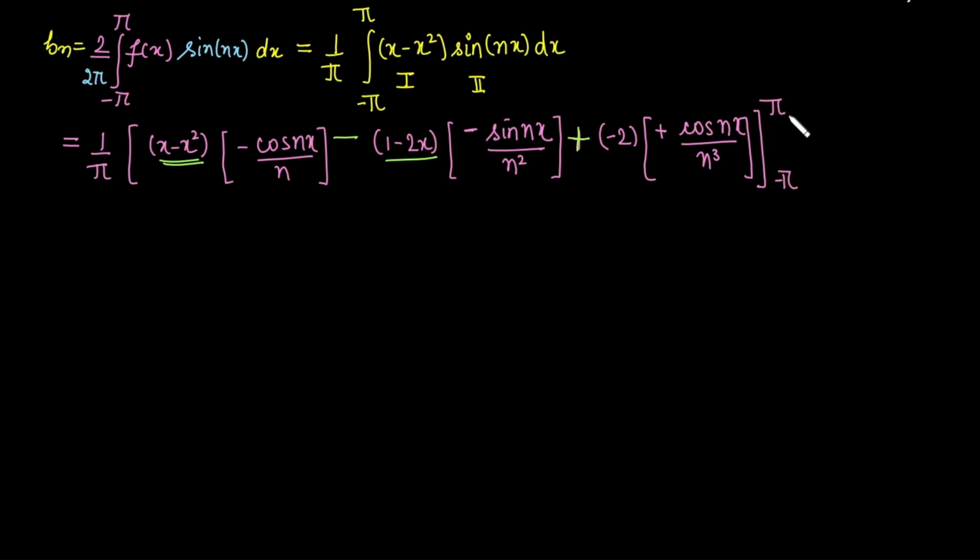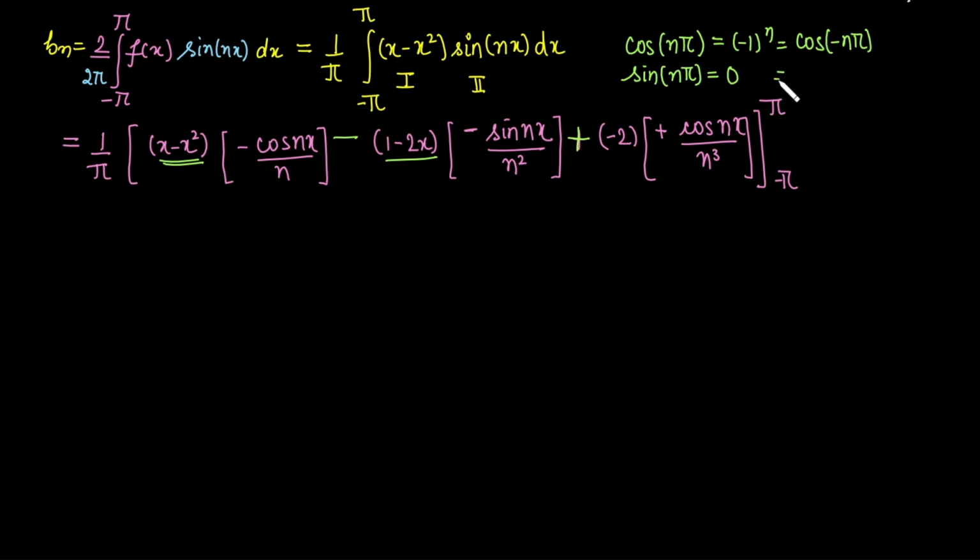Before substituting the upper limit and lower limit, again observe the cos function and the sine function. Cos n pi, when you substitute the upper limit, is equal to minus 1 raised to power n. Whereas sine n pi, when you put x equal to pi over here, it is 0. Now for the lower limit, cos of minus n pi is cos of n pi, and we have minus 1 raised to power n.